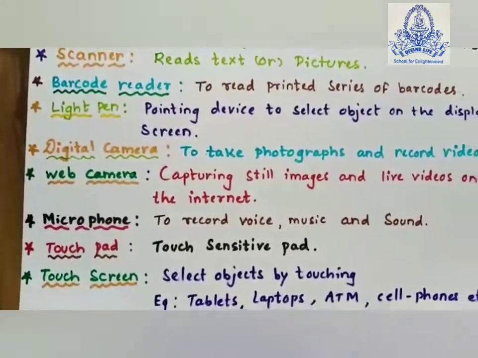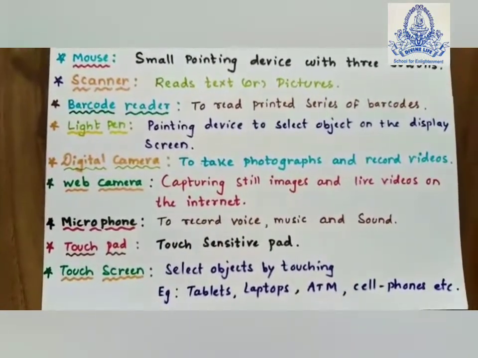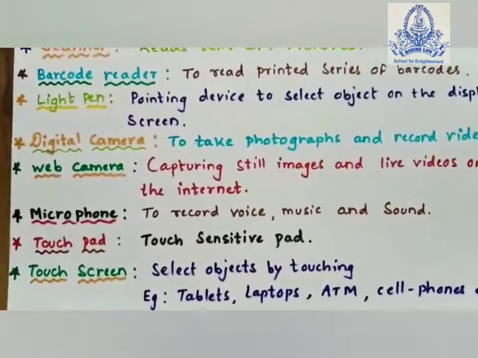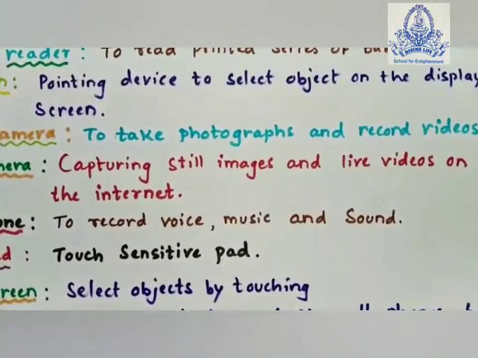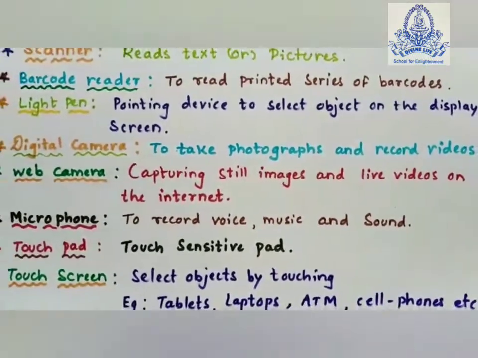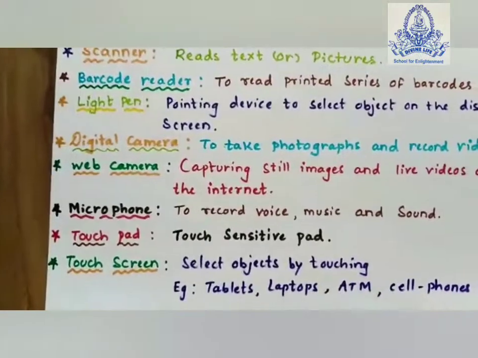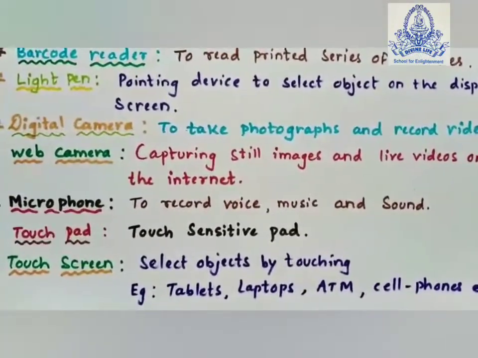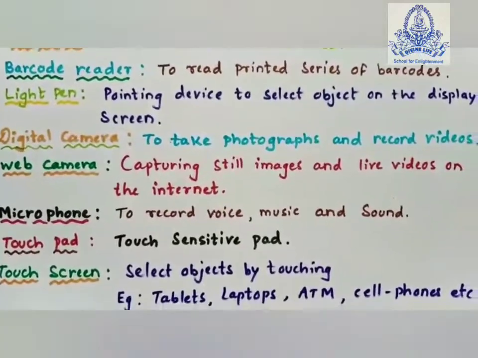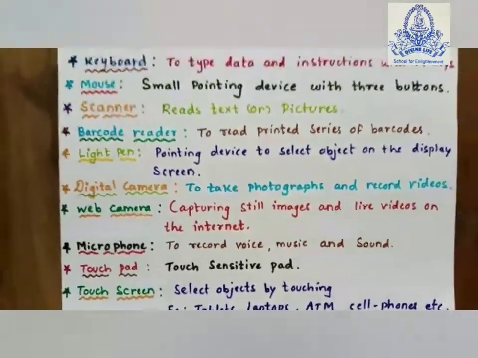Next coming to what is a web camera. A web camera is a device connected to the computer for capturing still images and live videos. It is primarily used for video telephony on the internet. Next, point number 8, what is a microphone? A microphone is an input device which is used to record voice, music and sound into the computer system.